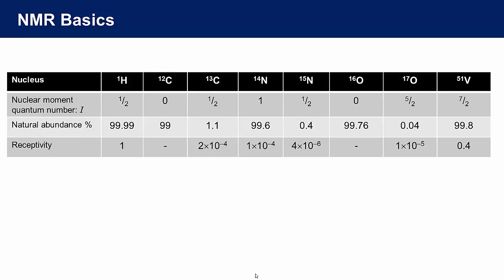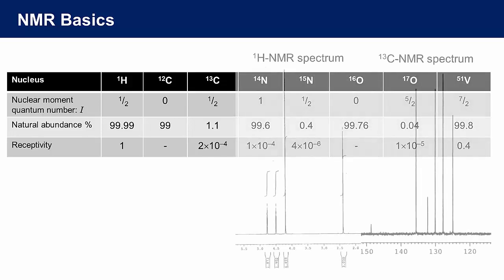We quantify this as the receptivity of a particular type of nucleus. We define the receptivity as the relative strength of signal compared to the strength of signal from the 1H isotope of hydrogen. So for example, if you were to measure equal amounts of 1H and 13C nuclei under similar conditions, the 13C signals would be 2 × 10⁻⁴ times weaker than those for the protons. So, as well as the value of the spin moment and the abundance, the receptivity can also be really important if we're trying to acquire an NMR spectrum.